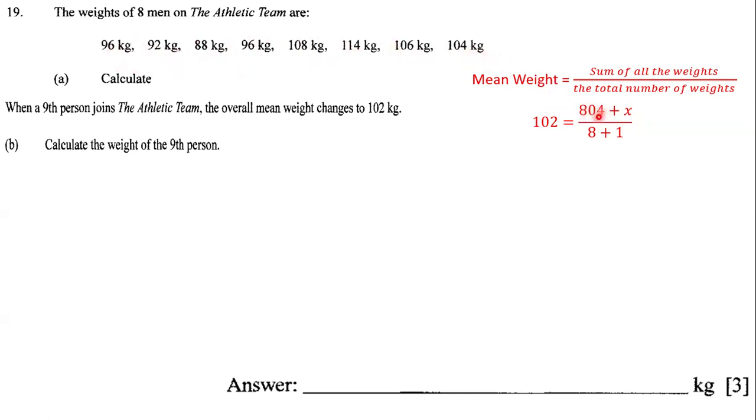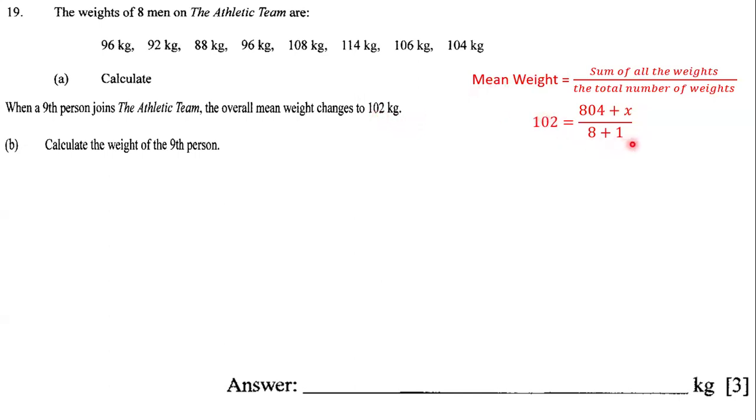But remember, we have to add the weight of the 9th person. And the weight of the 9th person, we don't know. That's what we're trying to find out. And so we call that X. So the sum of all the weights is going to be 804 plus X, where 804 is the sum of the first 8 weights plus X, which is the weight of the 9th person, all divided by 8 plus 1. The total number of weights is 8 weights that are already there plus the additional one that we just added. Now the mean weight, they already tell us in the question, is 102. And so we're going to put 102 right there.